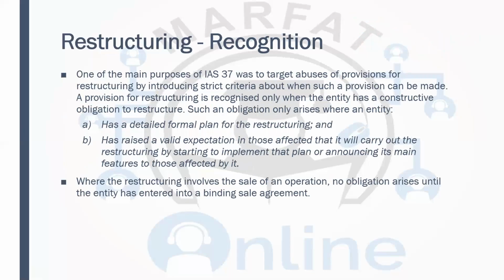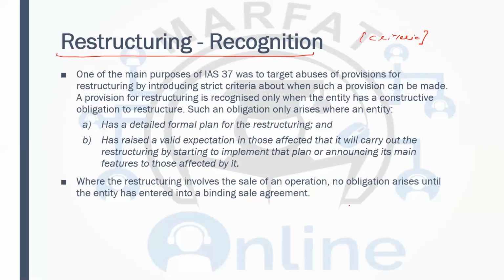Now, whenever there is a restructuring, there is a criteria. For restructuring, IAS 37 has a particular criteria, and this is an important thing to remember. Now, the first thing you need to understand is why this restructuring is being discussed under IAS 37. Why not the other standard? Because whenever the entity is doing the restructuring, there will be certain costs associated with the restructuring.